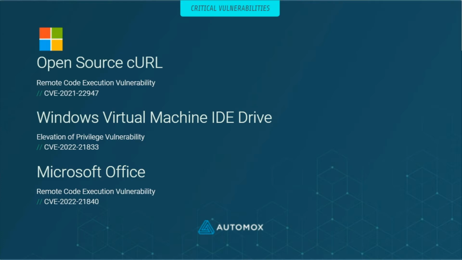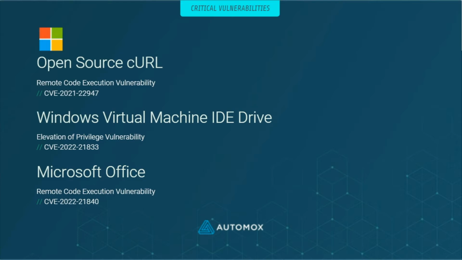Certain versions of Microsoft Windows 7, 8, 10, and 11, and Windows Server 2008, 12, 16, 19, and 22 are affected. Of course, Automox recommends patching those virtual machines with IDE drives promptly. Obviously, if you have a virtual machine with a SATA drive, you're not exposed to this vulnerability.